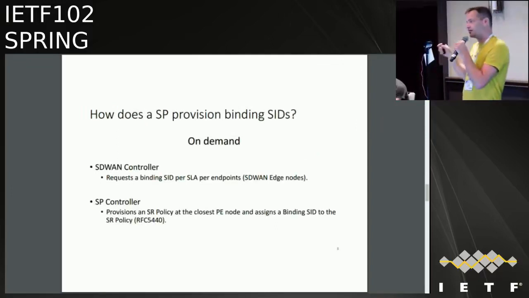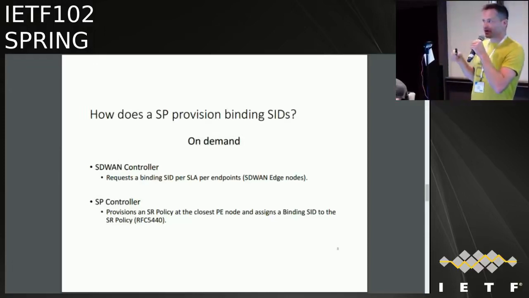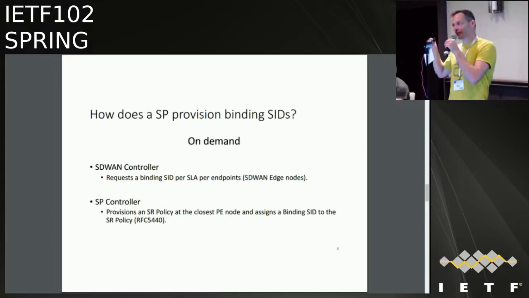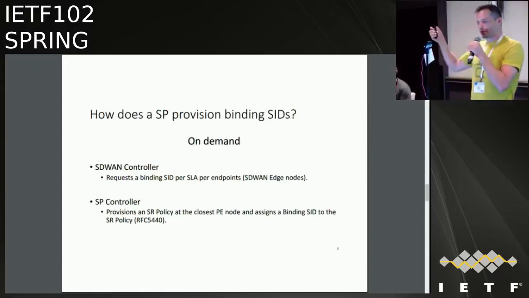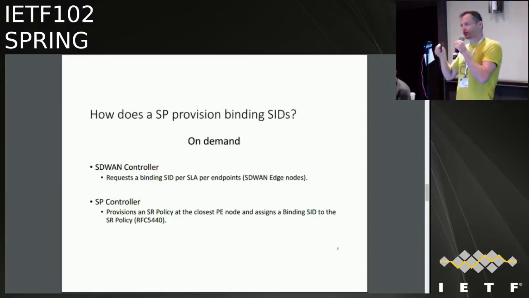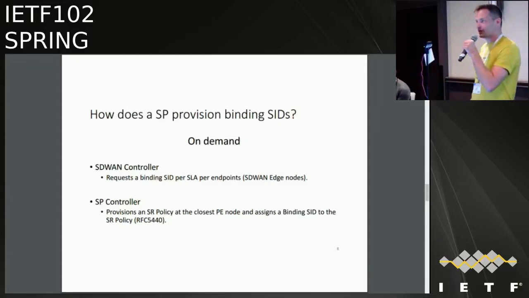You would request the binding SID from a provider, and we started the protocol to request that. In subsequent drafts, we're going to be looking at how that protocol gets built out to make that request between the SD-WAN controller and a service provider controller that manages SR policies. The service provider controller then provisions these SR policies to the closest PE node to the CE that they're requested for, and instantiates a binding SID at that SR policy, either an MPLS or SRv6 binding SID.